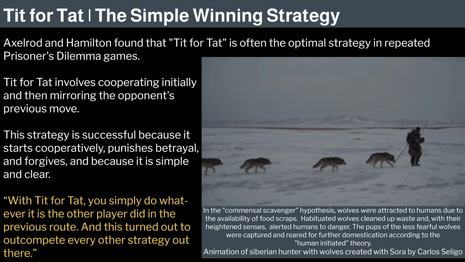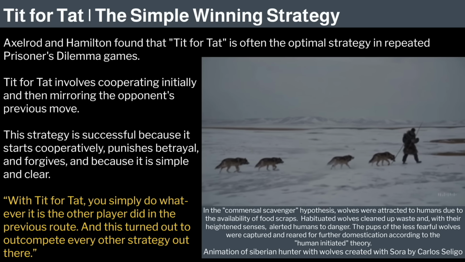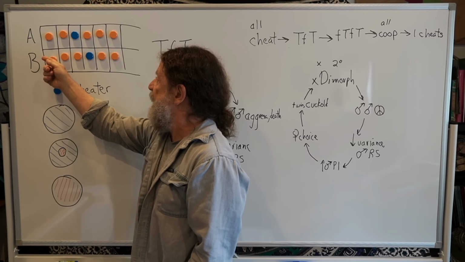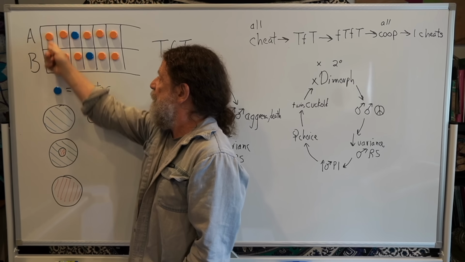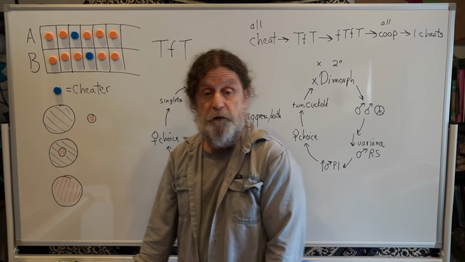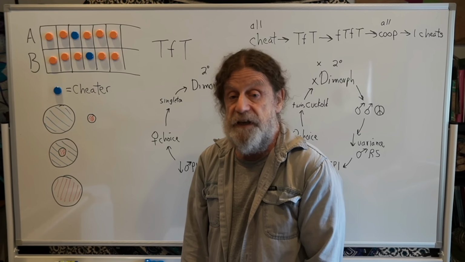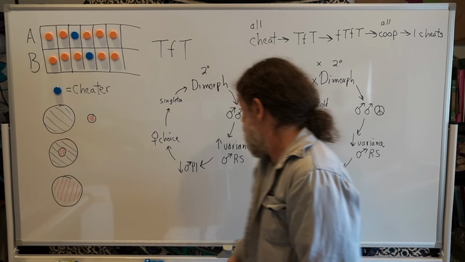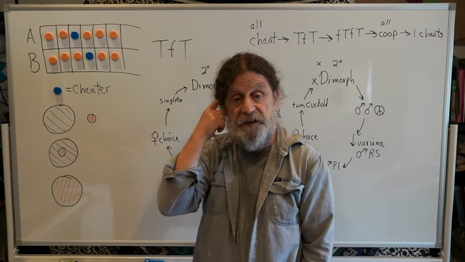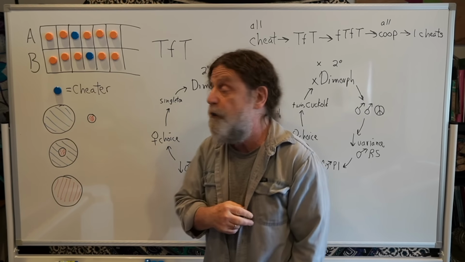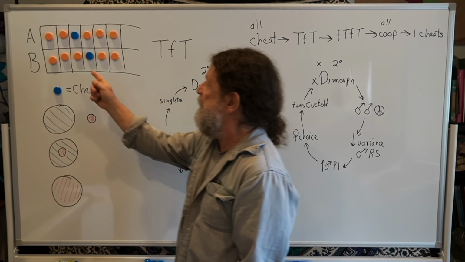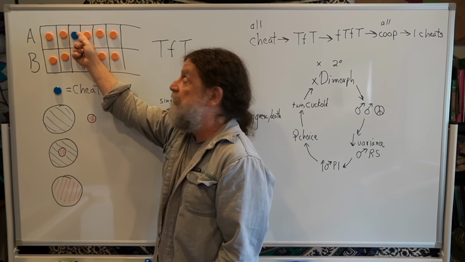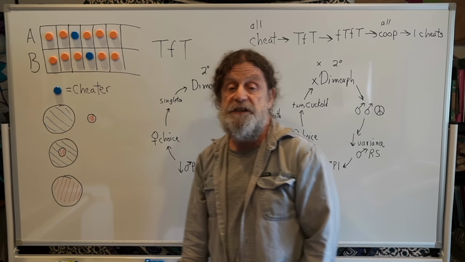You start off cooperating in the first round. You're A, you're B, and you both cooperate, and that's great. If you both cooperate, you do the same thing again in the next round, and you're getting the payoff in the matrix. But suddenly, out of nowhere, A cheats on you in the next round. They cheat, and they've just gained an advantage.